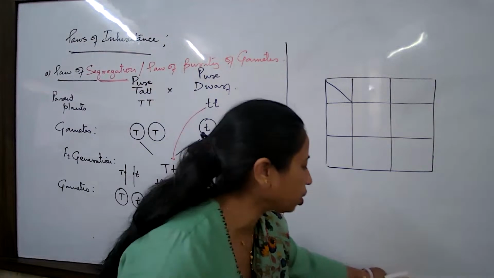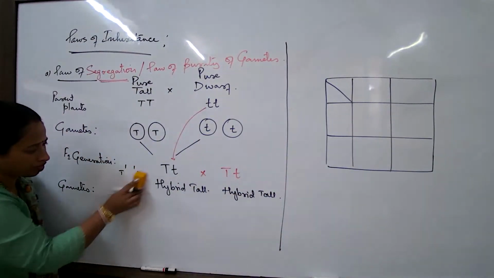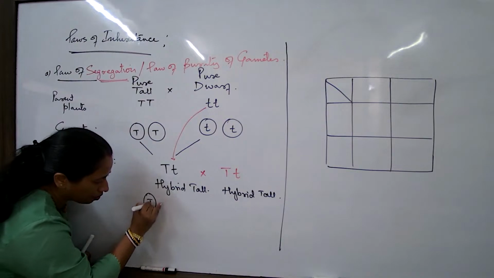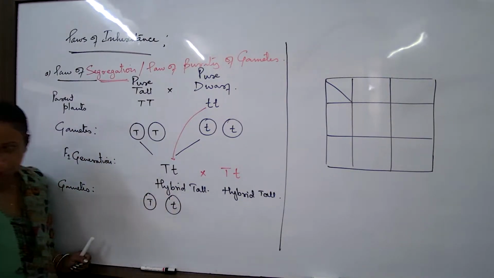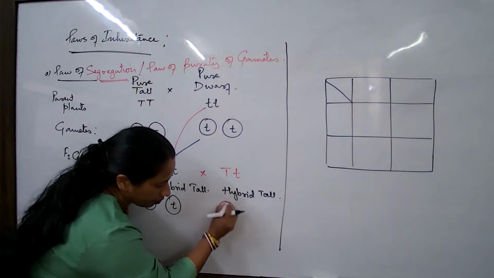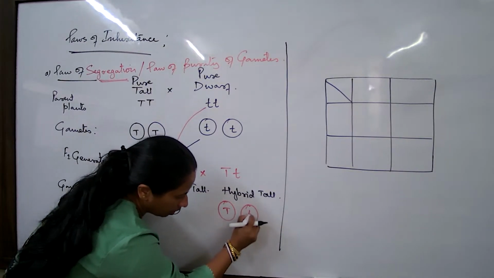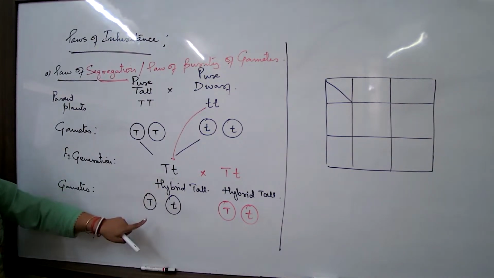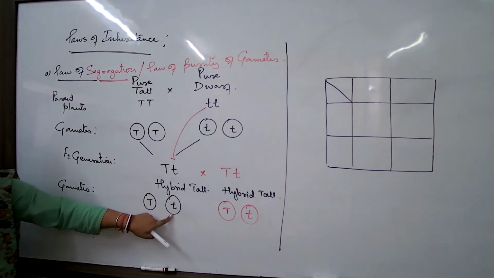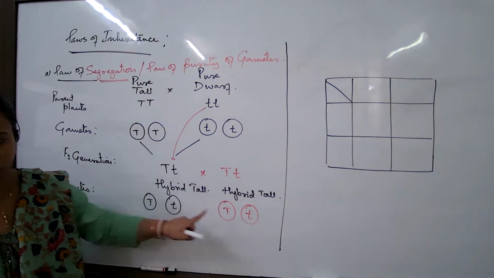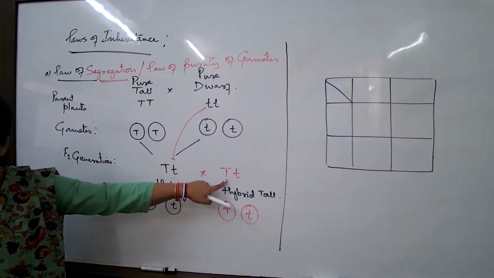So here we are talking about how many types of gametes from a heterozygous plant. From this, two types. This is one and this is one. From here, how many types? This is one, this is one. Is this understood? From this type of plant, how many types of gametes? Two types. From this type of plant, how many types of gametes? Two types.